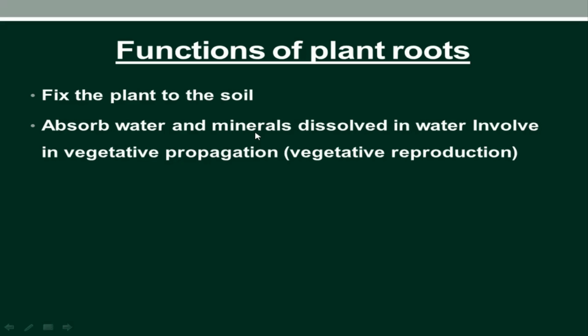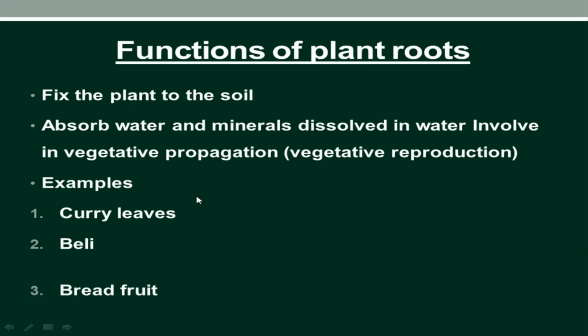Next is involvement in vegetative propagation. Vegetative propagation is a type of reproduction. Some plants reproduce vegetatively by roots. Examples: curry leaves, bay leaf and breadfruit are plants that undergo vegetative reproduction through the roots.